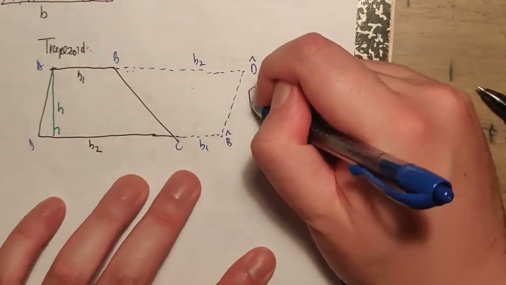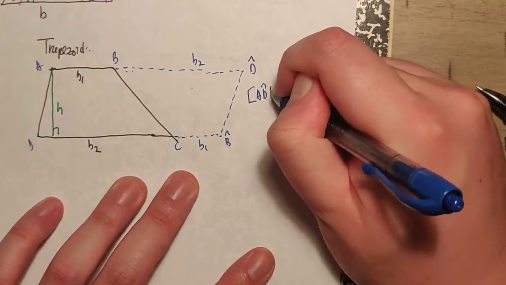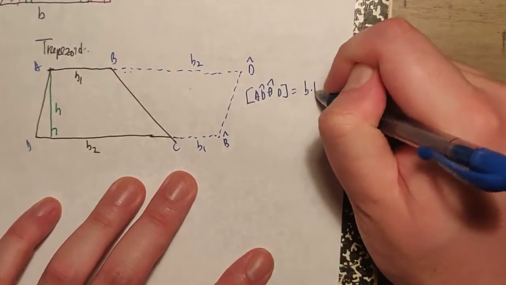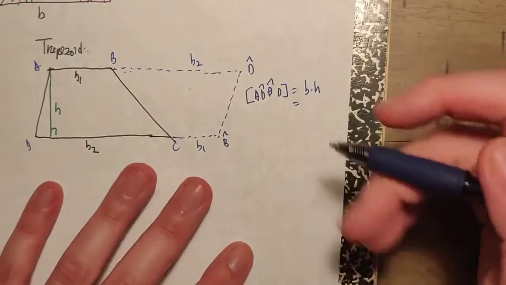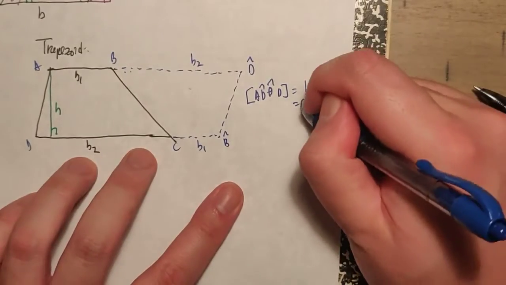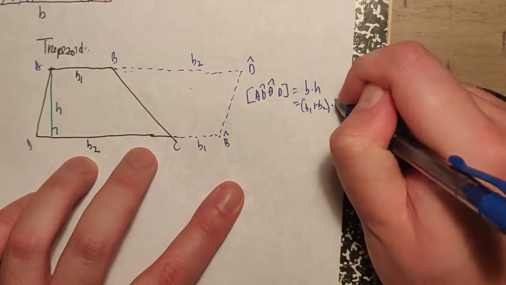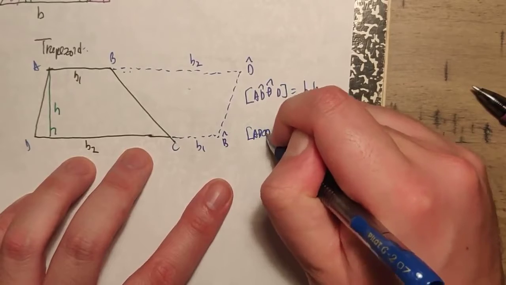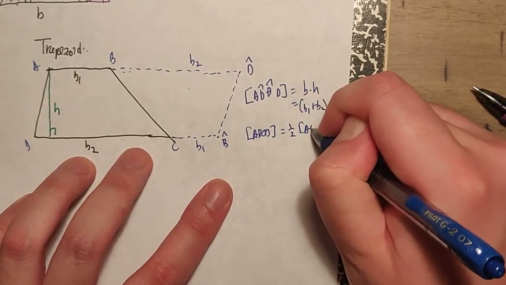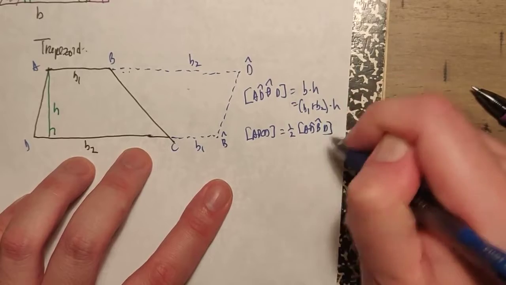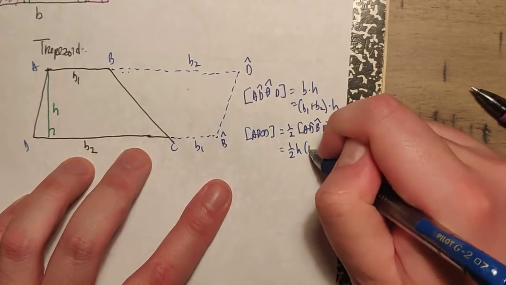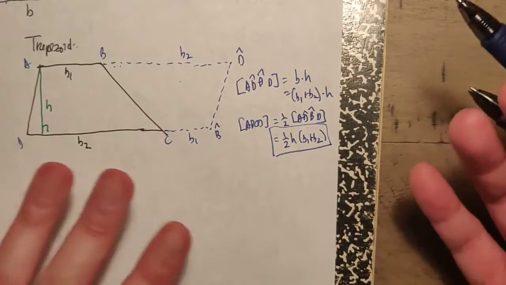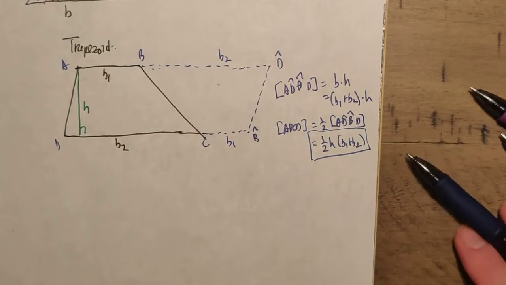So we know that the area of A, D hat, B hat, D is going to be the base times the height. Well, the height is still the same because this height is all the way through here, but the base is now the sum of these two bases. So it's just B1 plus B2 times H. But since this is double the area of what we want, we know that ABCD is just going to be 1/2 of A D hat B hat D. So it's 1/2 times the height times base 1 plus base 2. Okay? And I think you can see here, this is our standard formula for the area of a trapezoid. You're going to be noticing this a lot.